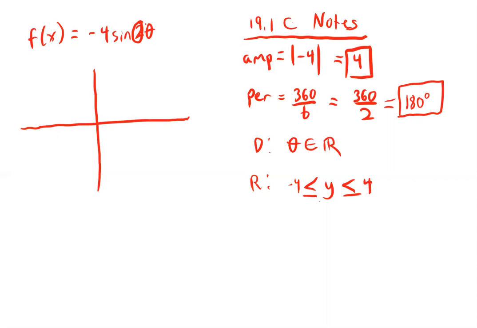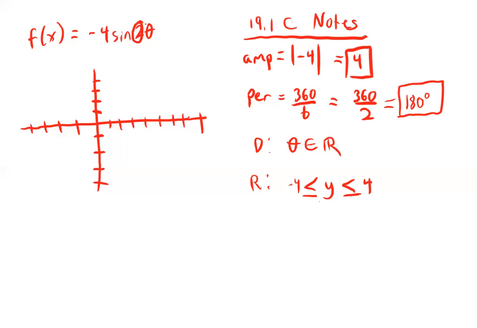So for the graph, let me draw some hash marks here. So it looks like there's 4 on the left. I'm guessing 8 over here. So we're going to be doing 3 full cycles if you see the directions. So I'm going to go up 4 and then down 4 since the amplitude is 4.